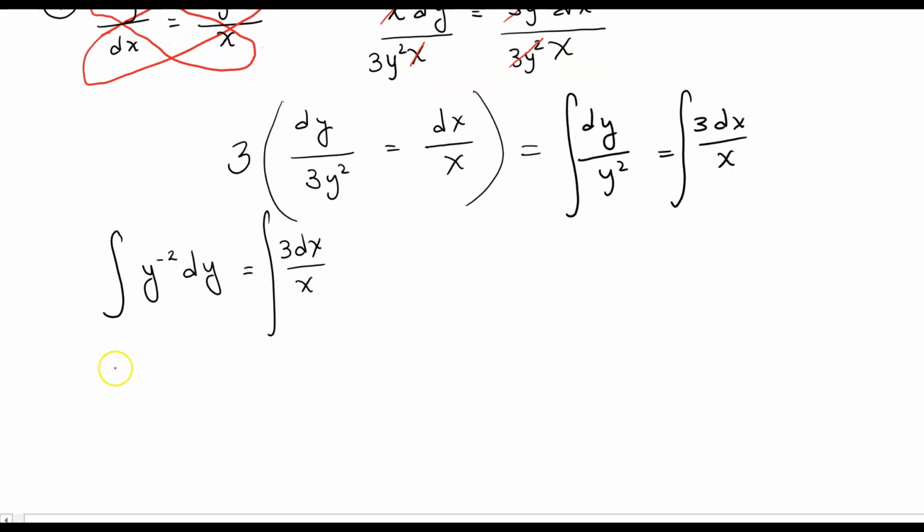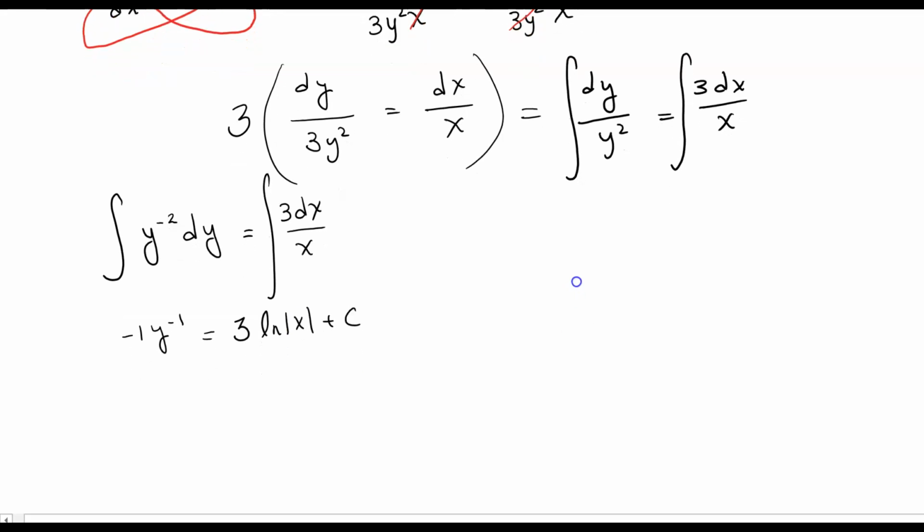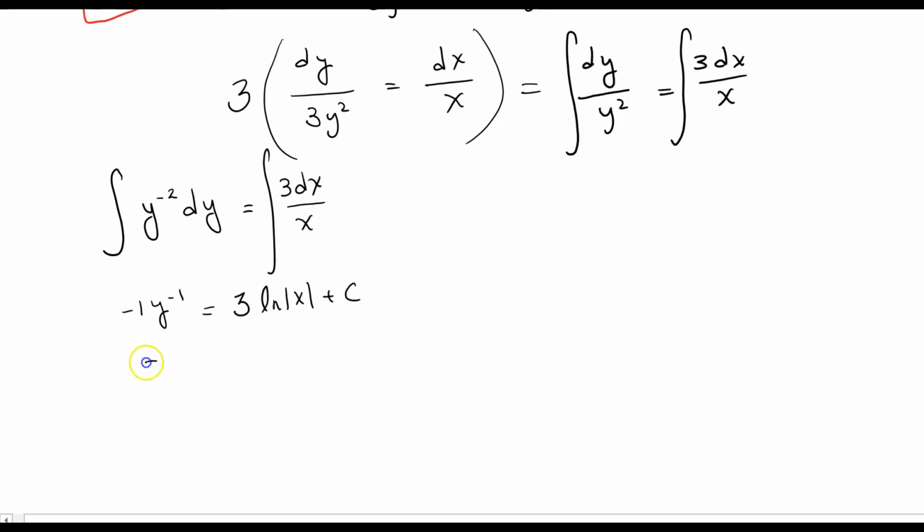So the left side, relatively easy, but so is the right side. The left side's just a power rule integral. That is, we're going to add 1 and divide by the new power. So negative 2 plus 1 is negative 1. So we have y to the negative 1 multiplied by a negative 1. And then we're going to set that equal to, well, we know we're going to have a 3, and the integral of dx over x is the natural log of x plus the constant of integration, c. So now what we end up with is negative 1 over y equals 3 times the natural log of the absolute value of x plus c.